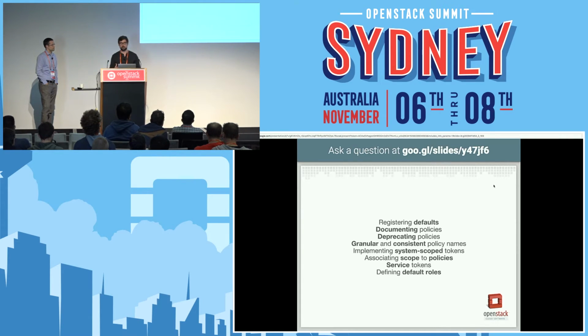We traditionally have never had a way to communicate those things to operators. So this is going to start giving us a tool set to make things more well-defined and start breaking things out, making them more granular and consistent. The next big thing that we're going to do within Keystone is implementing something called system scope.